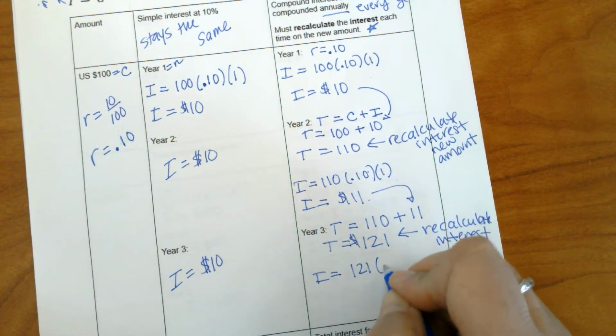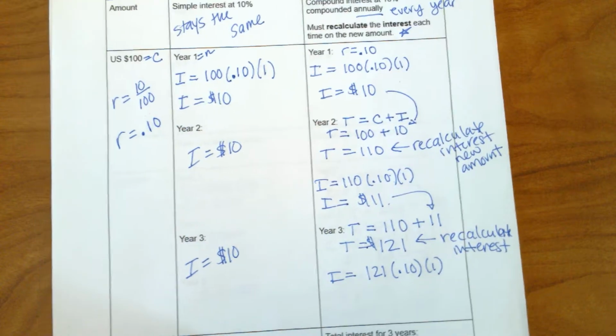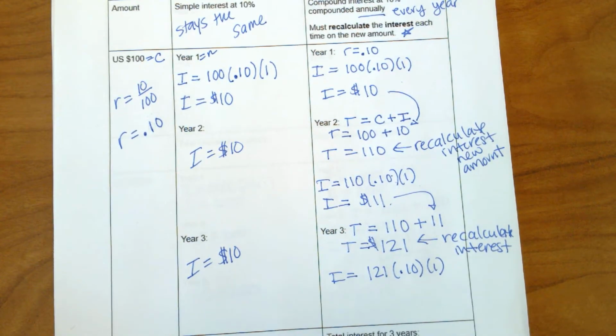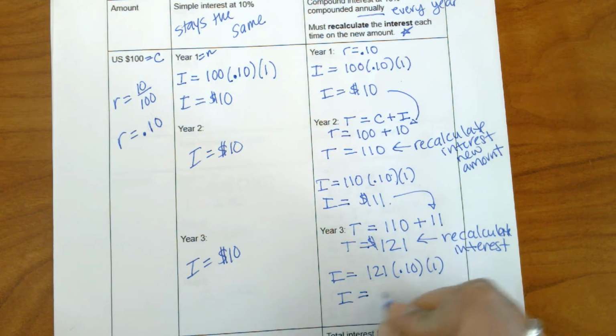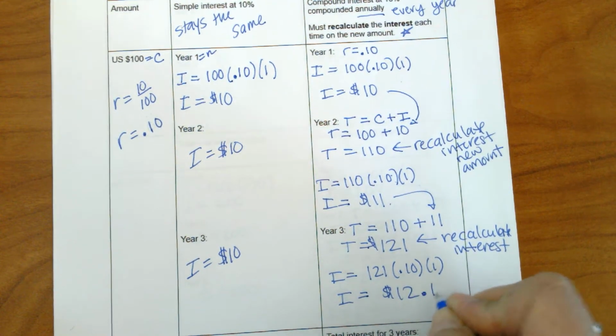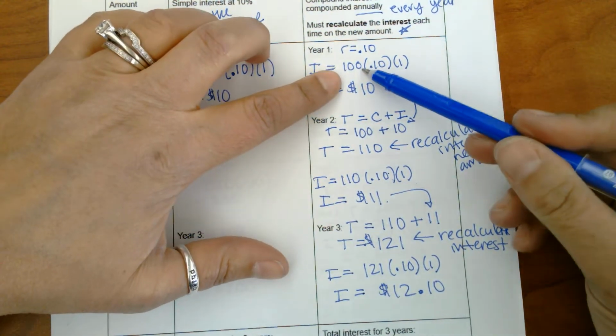I hope you guys are thinking, Dr. Mears, is there an easier way to do this? Yes, there is an easier way, but I need you to understand what compounding really means. So the new interest is going to be $12.10.